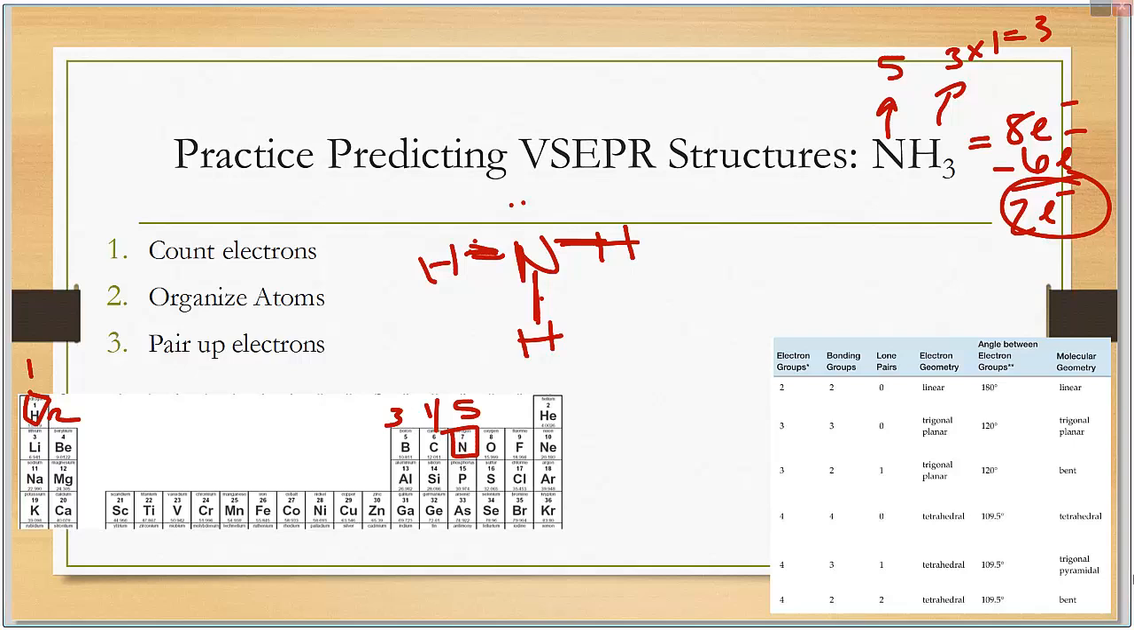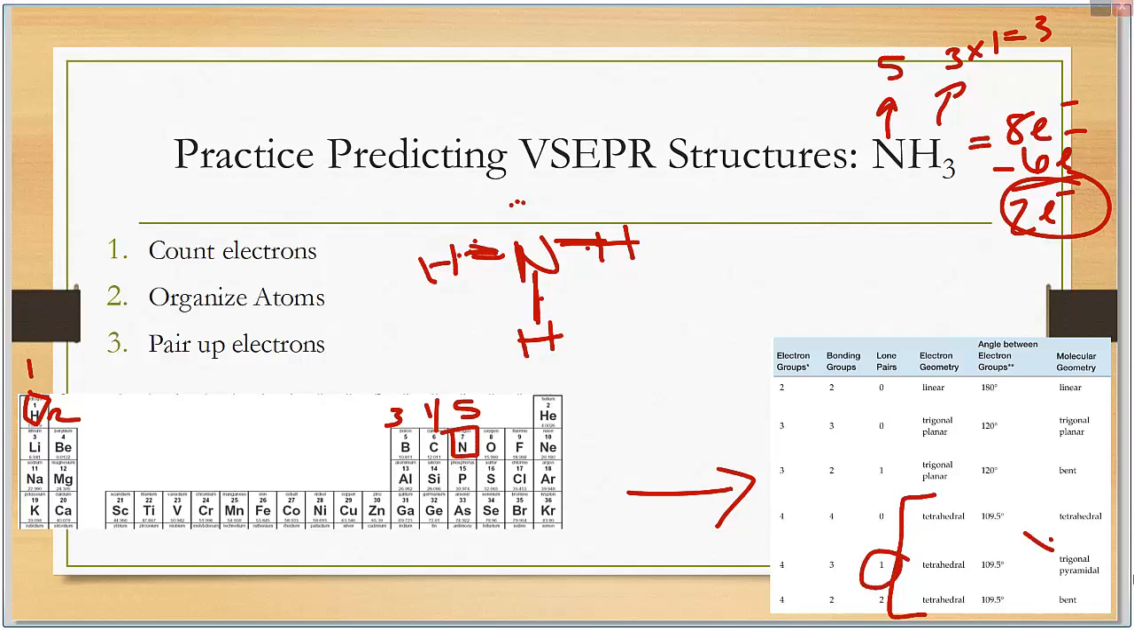Now let's compare this to this chart. We have 4 things coming off, so it's going to have a tetrahedral arrangement. So it's going to be one of these 3. We have 1 lone pair, so therefore it's going to be trigonal pyramidal.